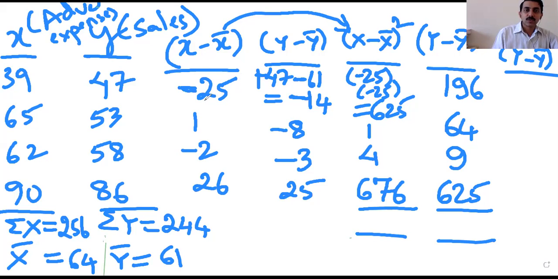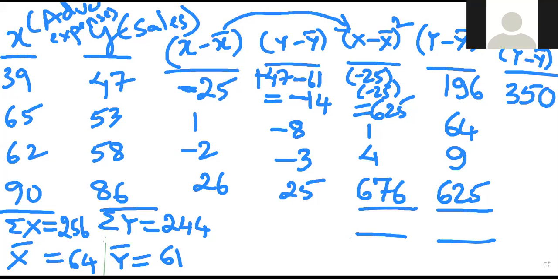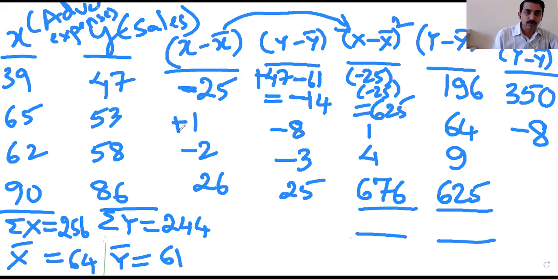All right. The first value is minus 25 into minus 14. How much? 350. Next, minus 8. Here, the sign of 1 is plus, the sign of 8 is minus. So the answer is minus 8, because plus into minus is minus. Next, plus 6, because minus into minus is plus. Both are minus here. Last one, 650.